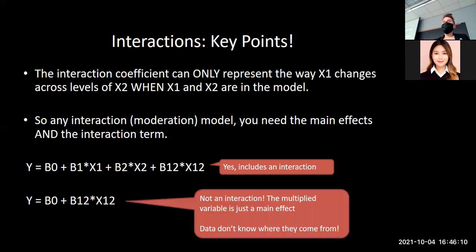This right here, b0 plus b12 times x12, that's the product variable that we created. This is not an interaction. This is just a multiplied variable. It's a main effect. This would be like saying miles per gallon. Miles per gallon is a function that you've created, but it's not an interaction. It's just a variable. Because remember, the data don't know where they come from. Only you know what the data represent. So it's up to you.